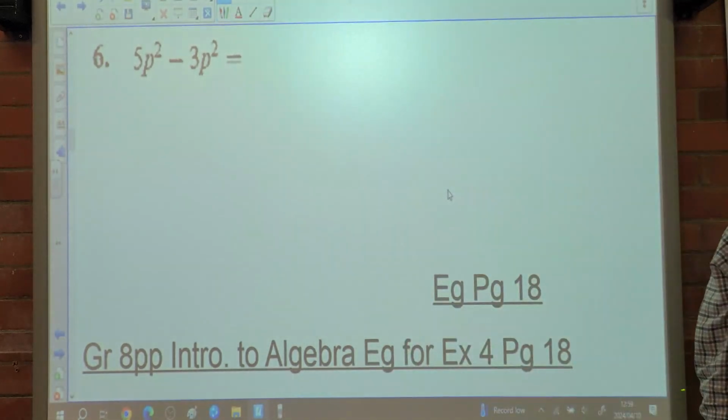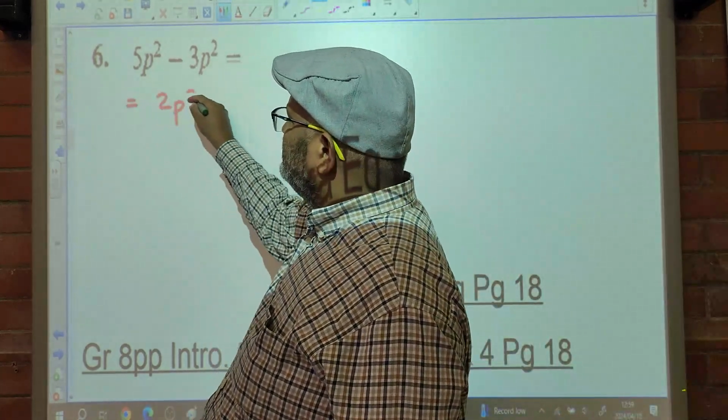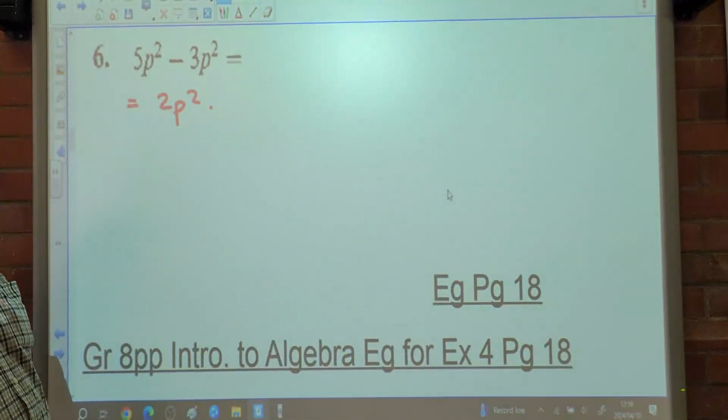5p squared minus 3p squared, they are like terms? 2p squared. Remember, when we're adding and subtracting, the variables stay there.